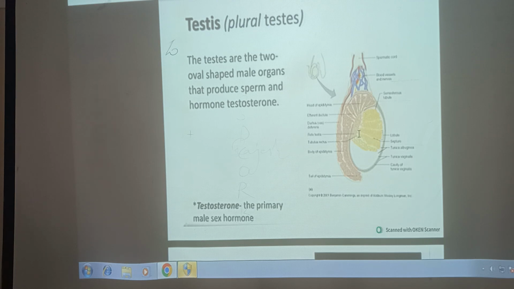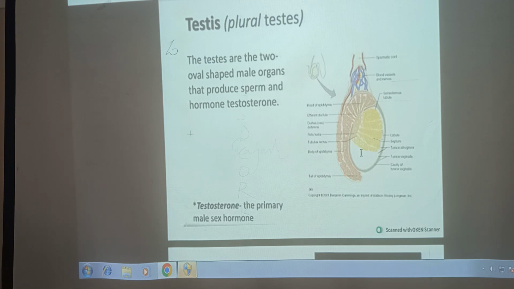within a pouch called the scrotum. This is the pouch, the scrotum. The scrotum helps in maintaining the low temperature of the testis, 2 to 2.5 degrees centigrade lower than the normal internal body temperature. Mainly important, the cavity of the scrotal sac is connected to the abdominal cavity through the inguinal canal.